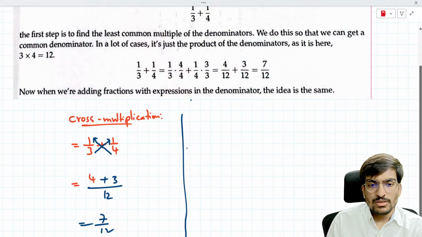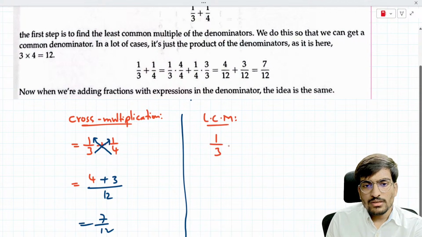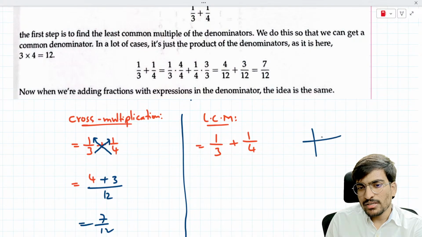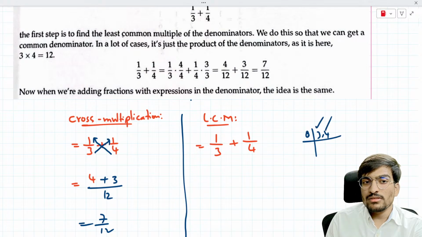This is one method, and the other method is LCM. So for LCM, you have 1 by 3 plus 1 by 4. What you do here is get a common denominator. To solve the LCM, you need at least 2 numbers to start with. So directly the LCM equals 12. So you need to multiply the denominator with something so that it turns into the LCM.